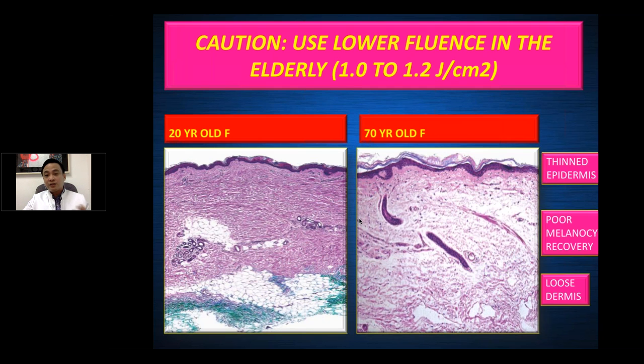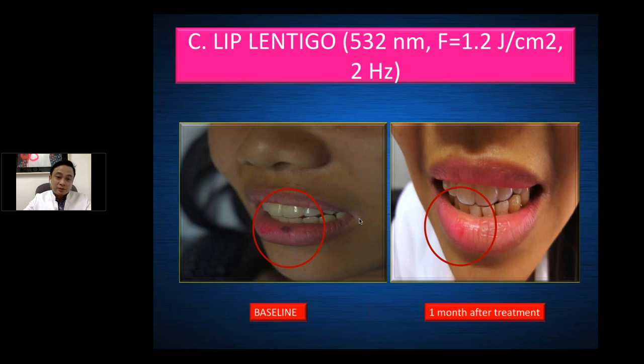For lip lentigo, the Q-switch Nd:YAG is excellent. Previously, we used to refer these cases to surgeons for excision. But now, just two shots, or double shots, or a frequency of 2 hertz using the 532 nanometer wavelength with a fluence of 1.2 joules per centimeter squared and a 3 to 4 millimeter spot size, the lip lentigo usually clears after one session. And this is one of my patients, with complete disappearance of the lip lentigo 1 month after treatment. So what are the recommendations?